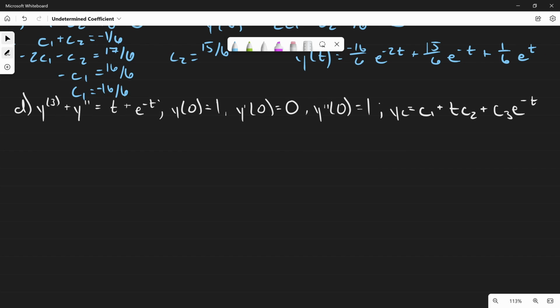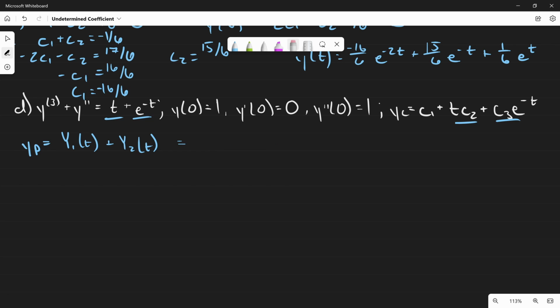For the last question of this example, we have a third derivative of y. So that's nice. We also see that our function has a t and e to the negative t, which is similar to the homogeneous solution with t, c2, and then c3 e to the negative t. And so again, we are going to split our particular solution into two functions, y1 of t plus y2 of t, which will be equal to t plus e to the negative t.